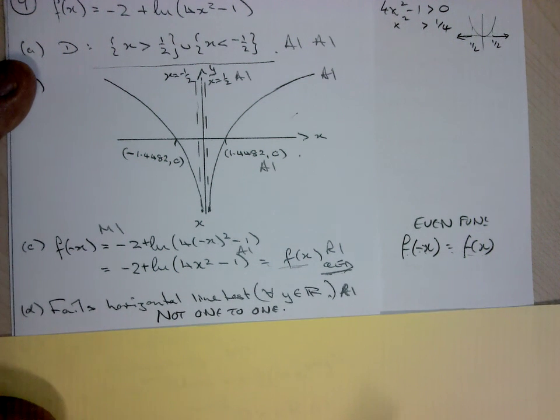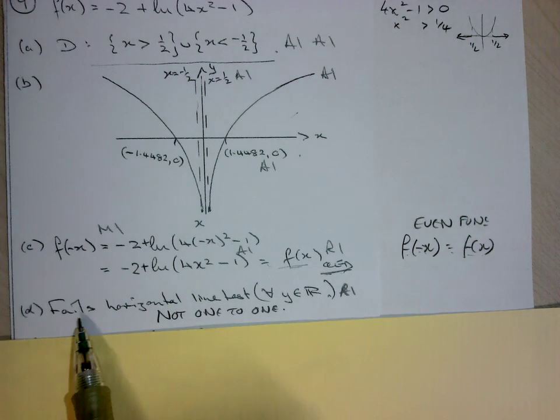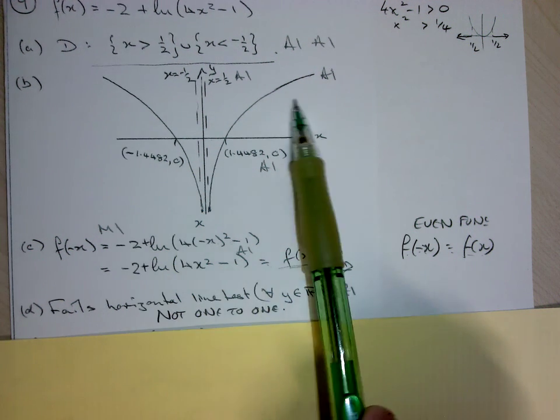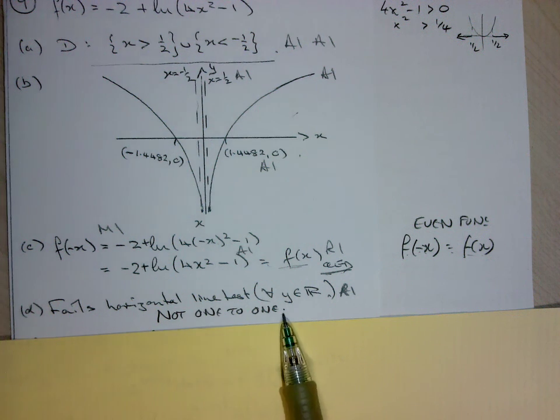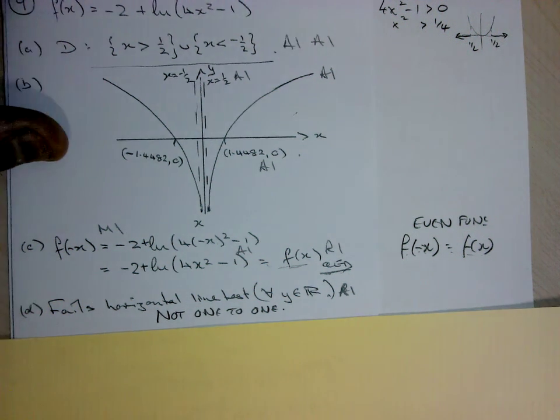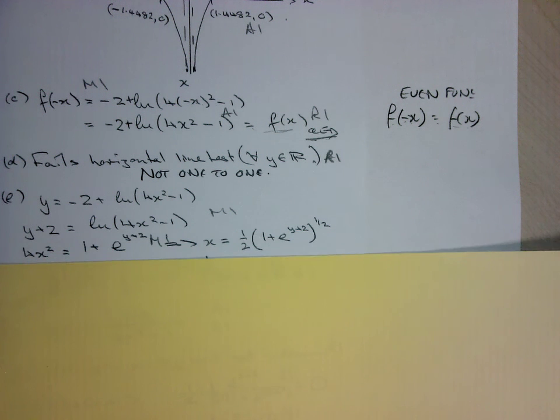Explain why the inverse function doesn't exist. So something appropriate here, you can talk about failing the horizontal line test, because a horizontal line will cut this graph twice, or you could say that the function is not one-to-one. So something appropriate for the inverse function not to exist there.